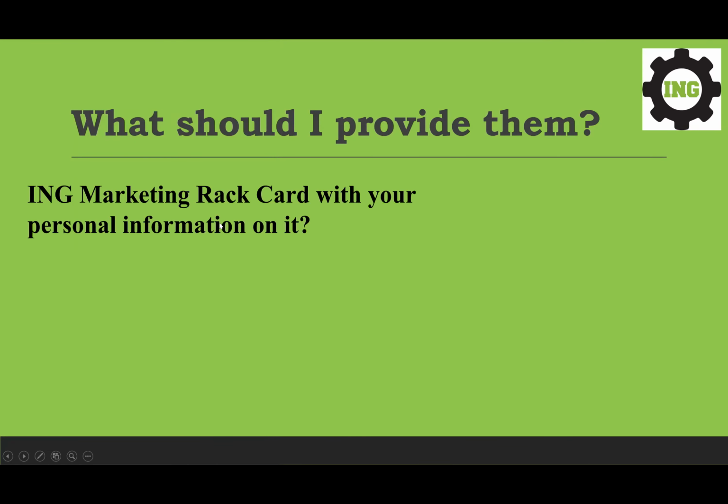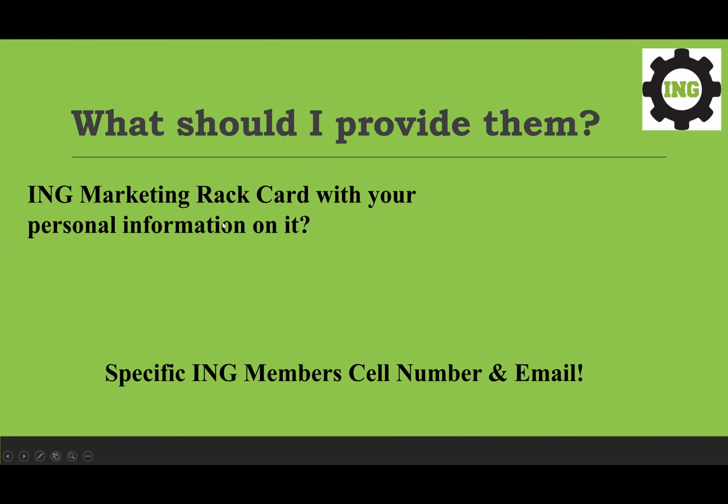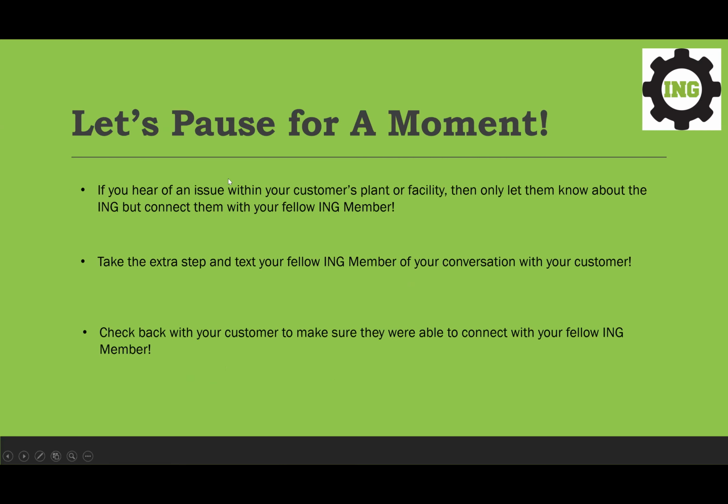So what should you provide them? Maybe our marketing rack card. You could also maybe hand them your ING chapter list. I've seen some of our members actually print them off and say, hey, these are the members in my chapter. Some people don't feel comfortable handing them all that information. They may just give them a specific member's cell number and email. And then they'll also tell the member, hey, I was with my client today and they had a specific need, so I provided them your name and number.